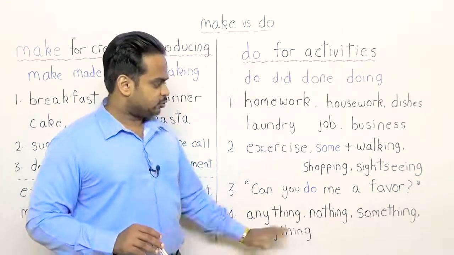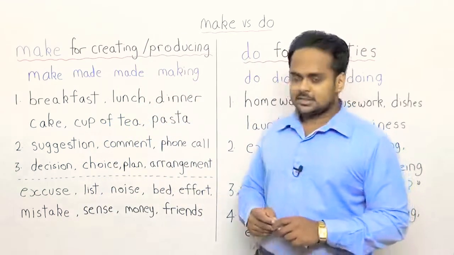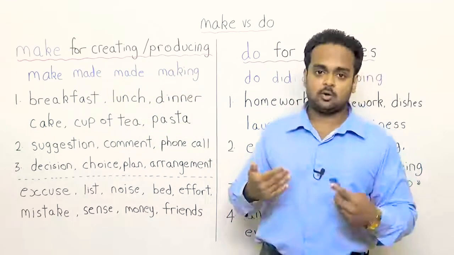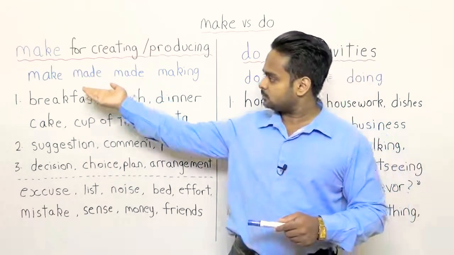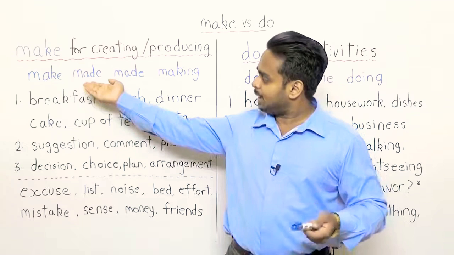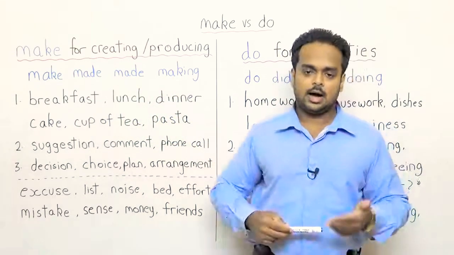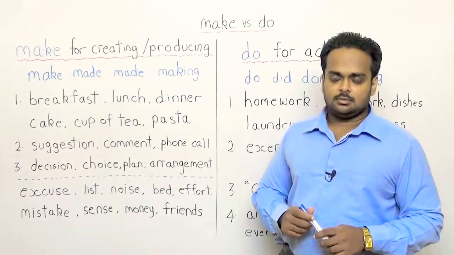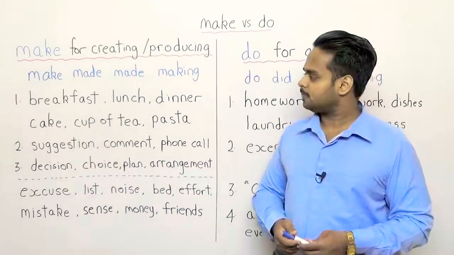Okay, so that's how you use the verb do. Let's now talk about make. As I said in the beginning, make is used to talk about creating, producing, or constructing something. And make occurs in these forms. Make in the present, made in both the past simple and the past participle form, and making is the ing or the continuous form. Perhaps the most popular use of make is to talk about food.